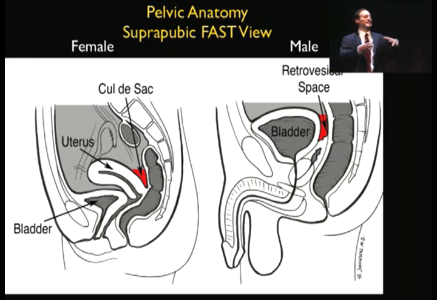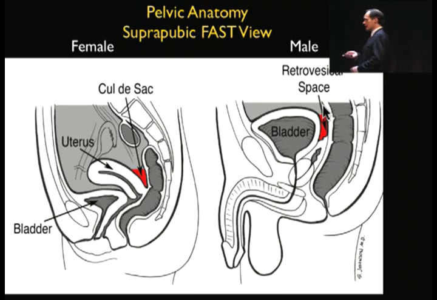Okay, of course, women and men are built differently down here, so we have to have a little bit of an orientation in terms of what are we looking for. In our ladies, we're going to be looking right behind the uterus here, in the potential space known as the pelvic cul-de-sac. And notice here, you're going to see it's behind the uterus, and this is where the free fluid will be found in our ladies. Over in our gentlemen, we're going to see right here behind the bladder in the retrovesical space. Okay, so you're going to be looking at different places if your patient is a man versus a woman.